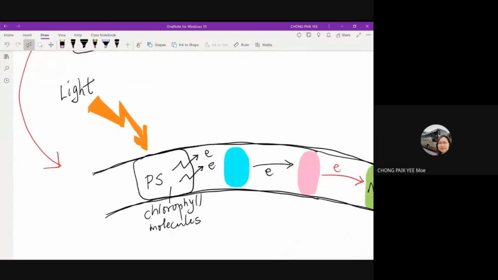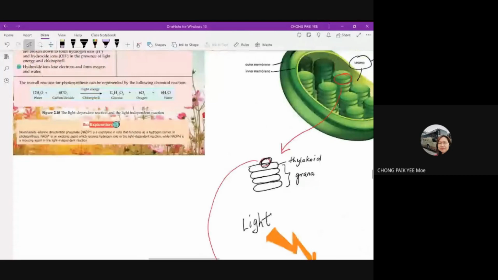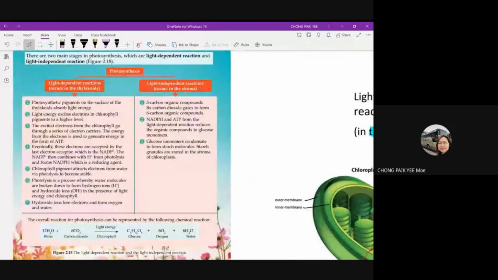Now let's look at what the textbook says, one by one. If you look at your textbook, you can take it out. I will not be showing the textbook beside me, because it would be very messy if I were to move here and there. Your textbook is just beside me, so take it out and let's look at the points. How do you explain the light-dependent reaction which occurs in the thylakoids?